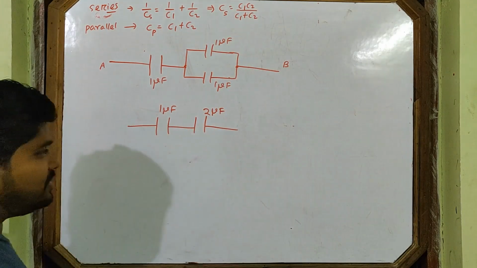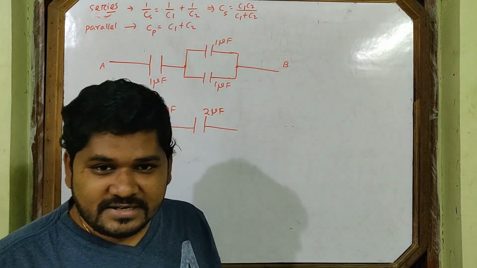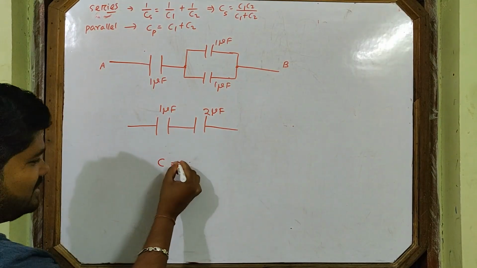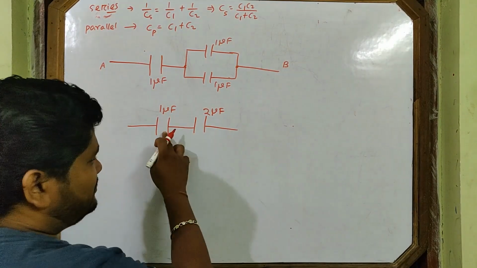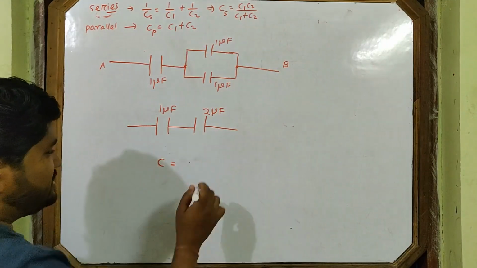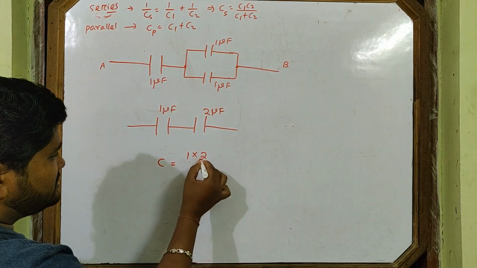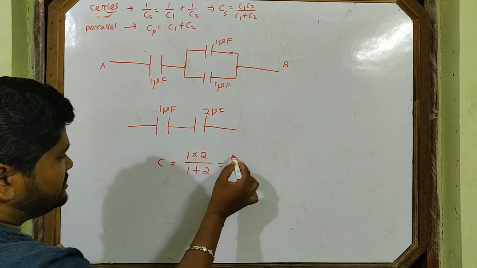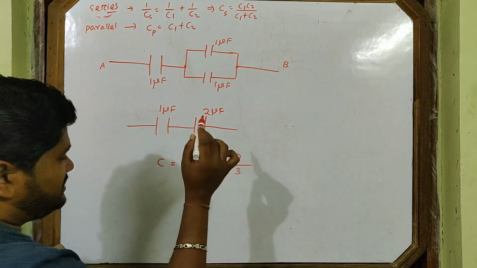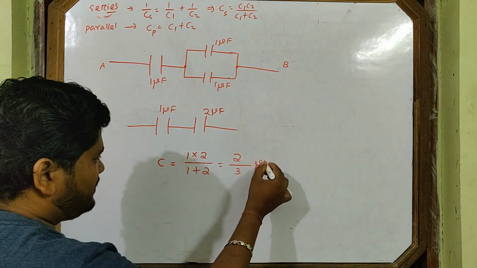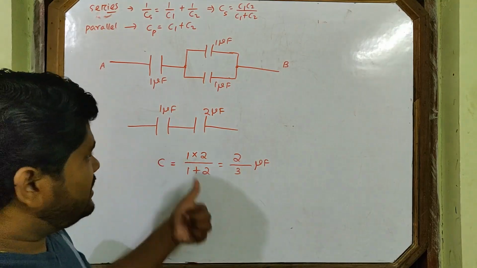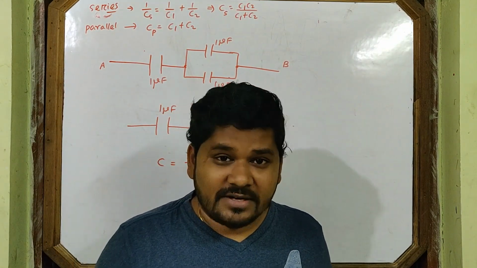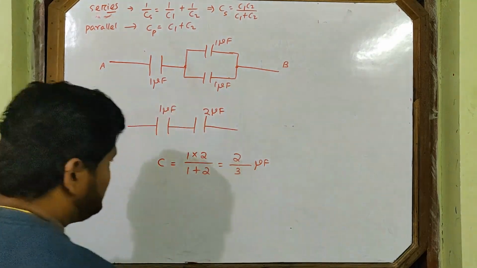Then 1 and 2, how are they connected? It's very clear. They are connected in series. So as they are connected in series, you will find the formula. What formula did I tell you? If 2 are there, just write C1 into C2 by C1 plus C2, then 2 by 3. This is microfarad. Okay, then you can solve it like this. This is also a very simple one, but I did it, no problem.